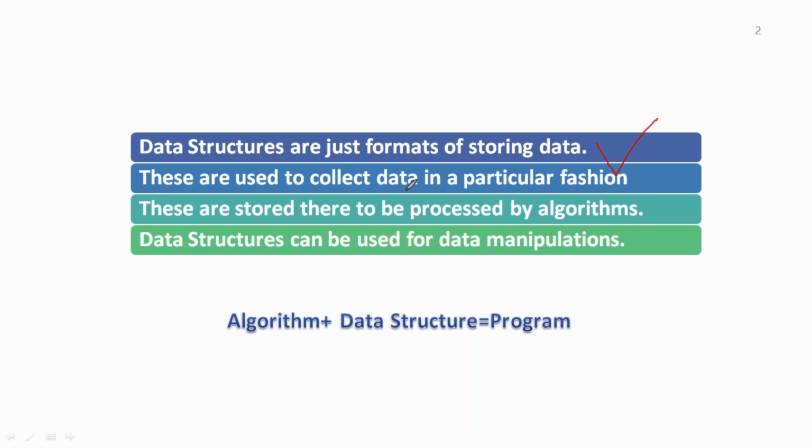That means we have different data structures, which I will explain. We need to store the data in those formats only, a particular fashion, whatever data is coming. These are stored to be processed by algorithms. Once we store the data in a proper way, it will be used to design algorithms. In Python, we have some data structures like list, tuple, set. If we store data in those formats, then the algorithms behind will work to process the data.